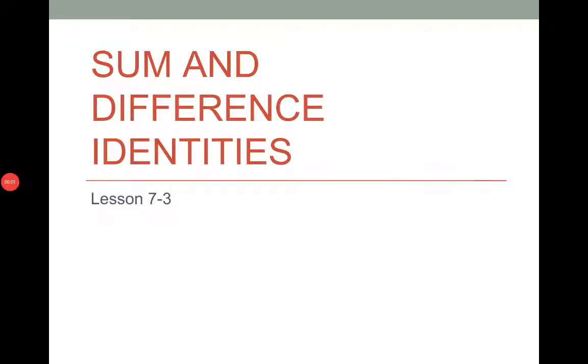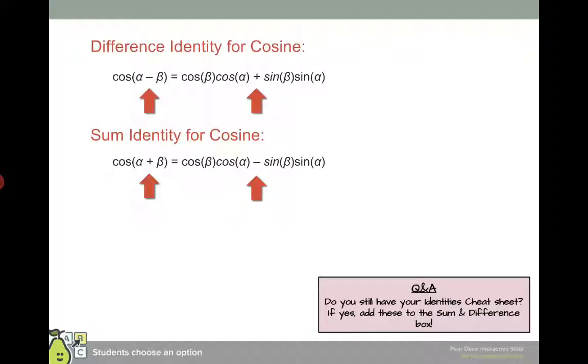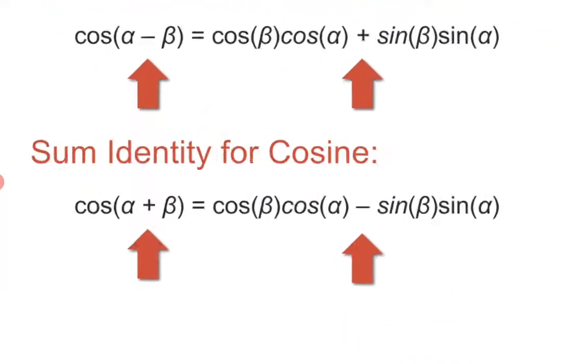Today we are going to talk about the sum and difference identities. Specifically, our goal is to find exact values of trigonometric functions using the cosine sum and difference identities. We're not going to worry about too much at once. So these are the identities for cosine, and again, we use these to find exact values.